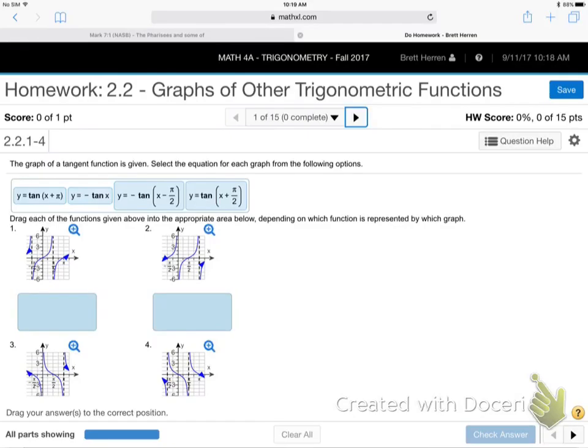We're in section 2.2, so we'll start there. All right, so now they're giving us examples of tangents. I haven't really told you anything about tangent yet. So let me go to a fresh screen here and give you the general look of tangent. Here's what tangent generally looks like.